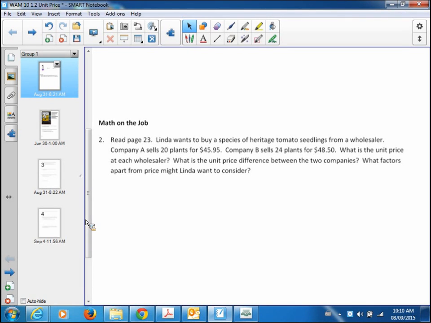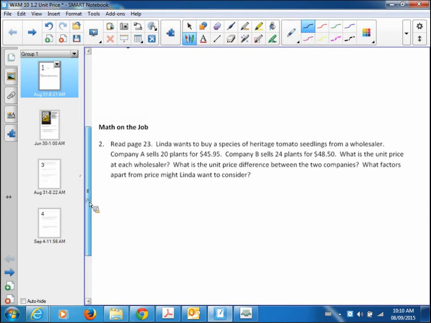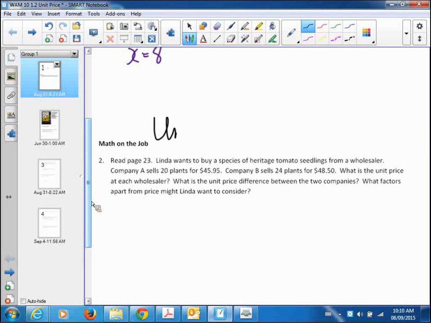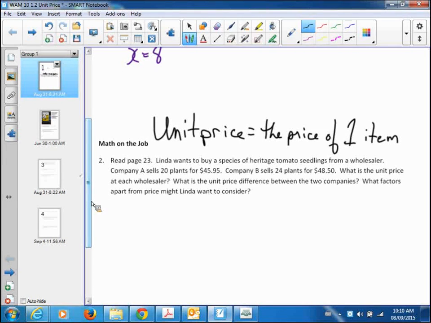Unit price is the price of one. In this case, one plant. So here's what we need to know first. Maybe jot this down, because the whole thing is unit pricing and currency exchange. Jot this down: unit price is equal to the price of one item. Sometimes it could be kilograms or whatever, 1 kilogram. So it's not always an actual item you can grab. The unit price is the price of one item.